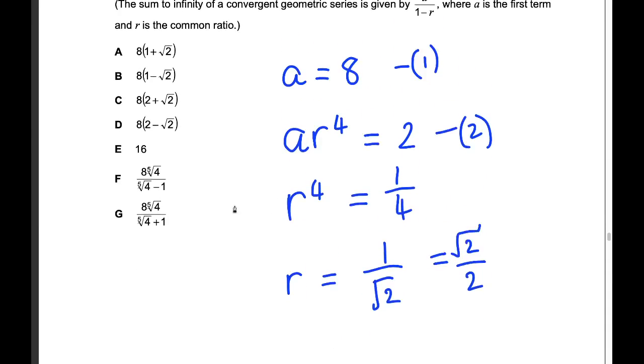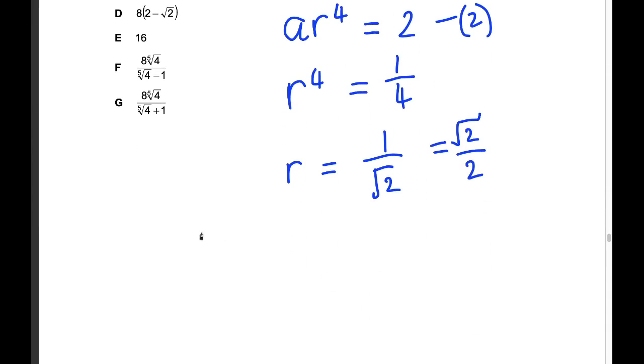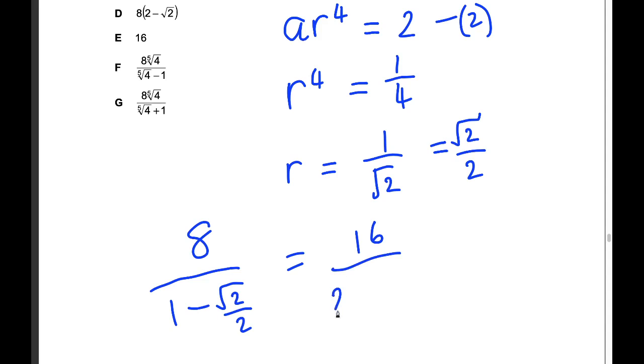Okay, so we're looking for this sum to infinity. We're going to use that formula, a over 1 minus r. So that's going to be 8 over 1 minus root 2 over 2. I can multiply everything by 2 here just to get rid of that fraction on the bottom. I'll get 16 over 2 minus root 2.